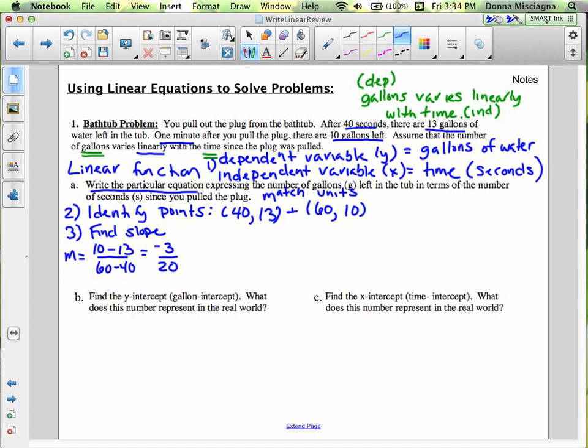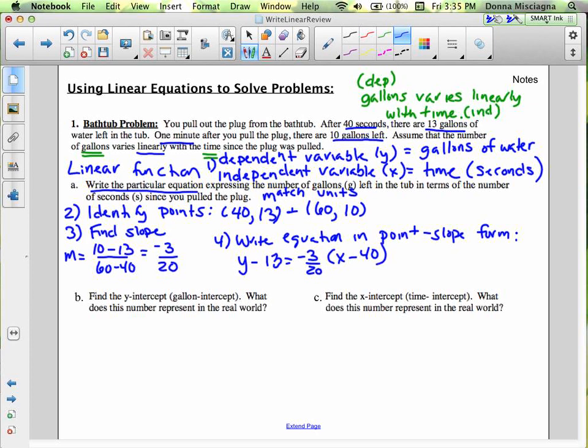Let's just write the equation in point-slope form here. So our next step is to write the equation in point-slope form. It doesn't matter which point you use. Either of them is fine. Let's use the 60, 10, I guess. Actually, no, I'll use the first one. I'll use the 40, 13. y minus 13 equals negative 3/20 times x minus 40. The x value is just a little smaller.